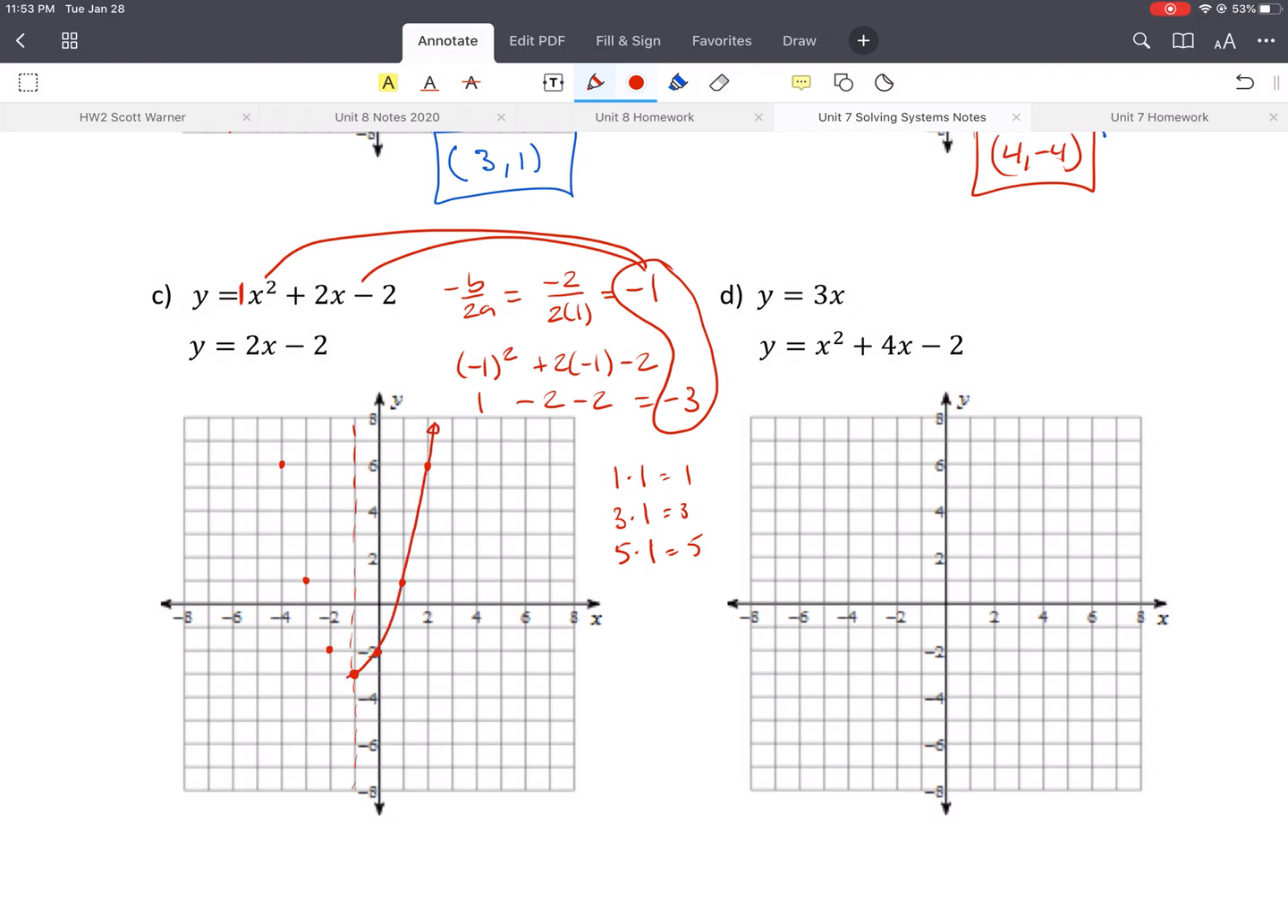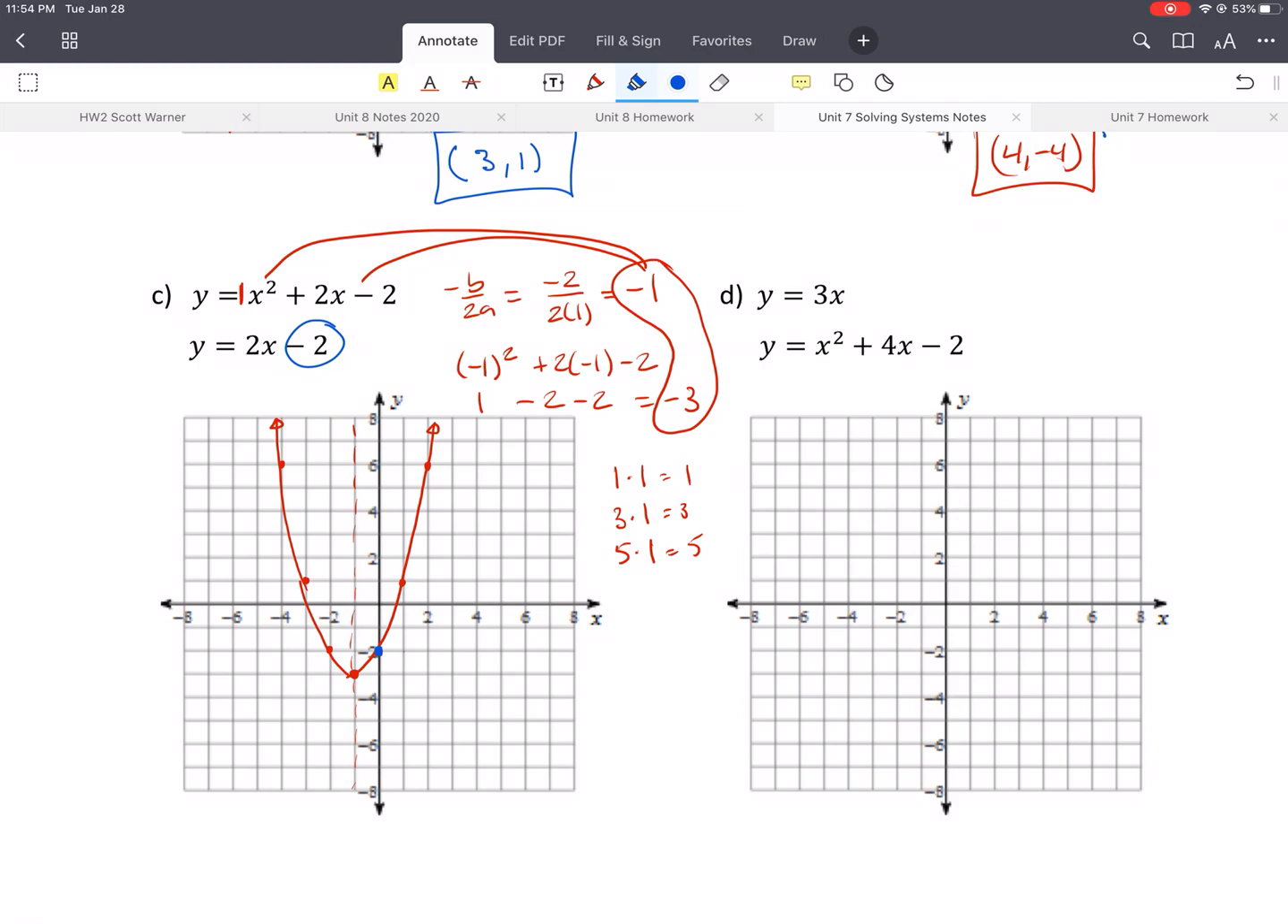Okay, oftentimes the intersection will be at one of those points, so you don't have to worry about the intersection being at some weird point. And then we'll use a linear equation, so we have our y-intercept, which is negative 2. That's nice because that already tells us that's our intersection, but there's possibly one more.